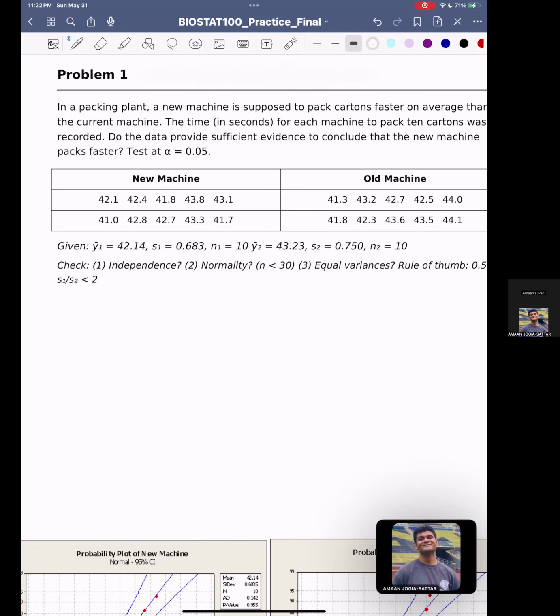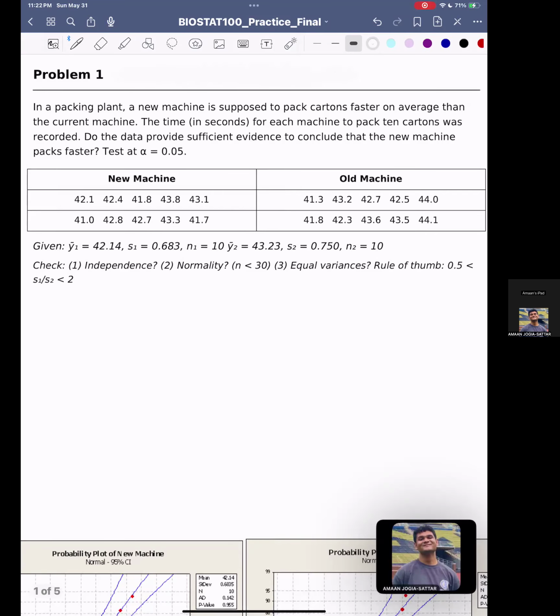All right, problem one. In a packing plant, a new machine is supposed to pack cartons faster on average than the current machine. The time in seconds for each machine to pack 10 cartons was recorded. Do the data provide sufficient evidence to conclude that the new machine packs faster? Test at alpha equals 0.05.